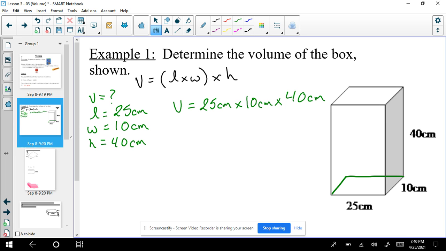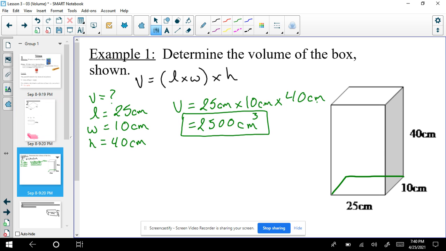So I just put that into my calculator. 25 times 10 times 40 is going to give me 10,000. Oh, sorry, 2,500 is what I said. And my units, because we have 3 centimeters here and they're being multiplied, would be centimeters, or sorry, not squared, cubed. And that would be the volume of my box. Okay, we're going to do a few more.